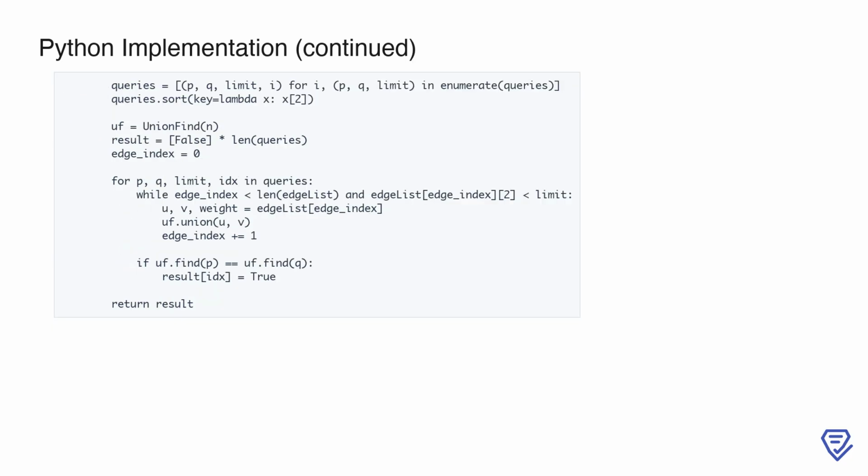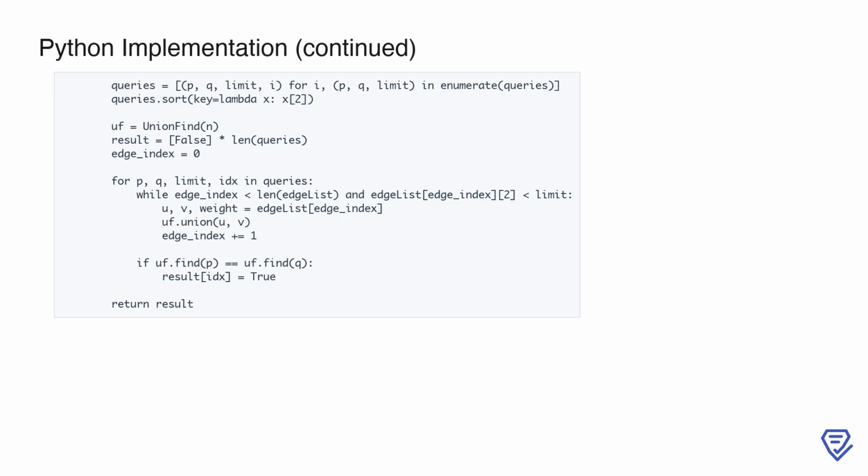Now, we prepare the queries by adding an index to each one so we can store the results in the correct order. Each query is represented as a tuple containing the nodes, the distance limit, and the original query index. These queries are sorted based on the distance limit, which ensures that we only consider edges with weights less than the current limit during processing. We then initialize the union find structure and a result list to store the answers for each query.